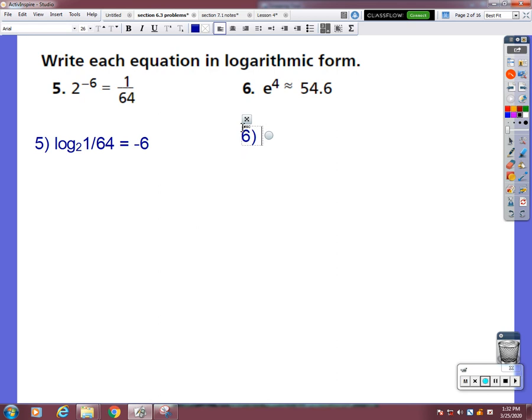Okay, next one. So this time the base is e. As we talked about at the end of the video notes, that means we're going to use natural log instead of log. So I don't need to write the e. I could, but I don't have to, so I ain't gonna. Natural log of 54.6 equals 4. So there's a hidden assumed base in there, which is e. We don't need to write that.